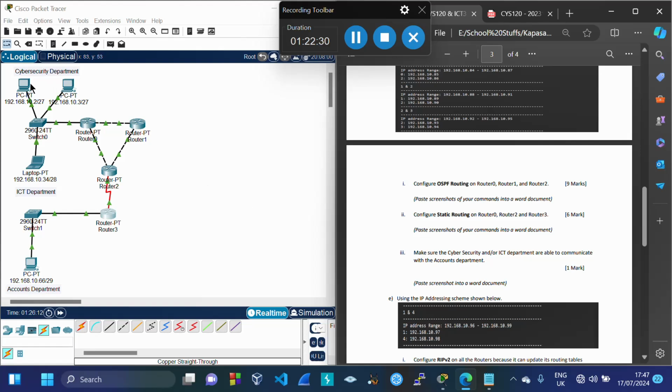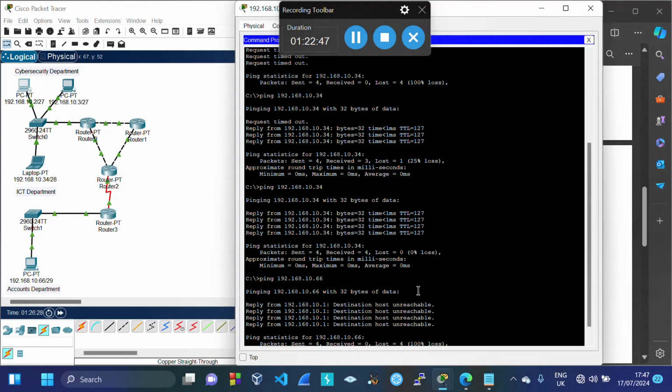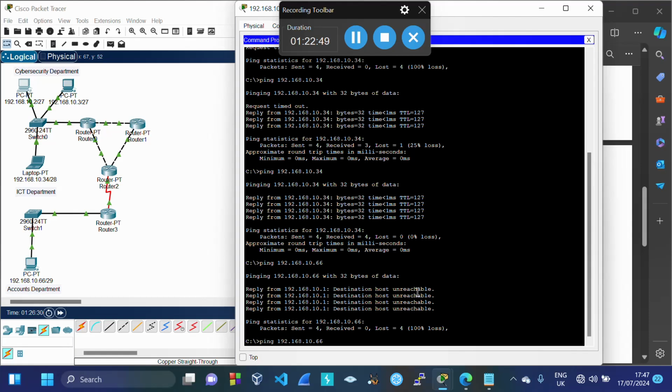department, which is these guys or these guys, are able to communicate with the accounts department. So we are saying these guys should be able to communicate with this guy. So I'll simply choose any PC such as this one. Then under command prompt, I'll say up to bring the previous command where I tried to see if I can communicate with this guy from that guy.